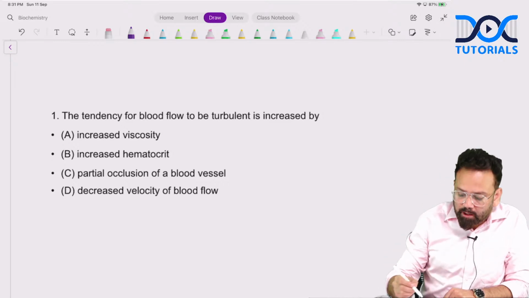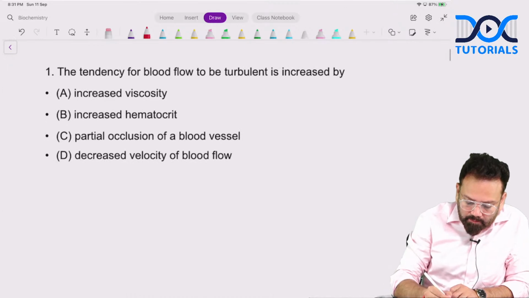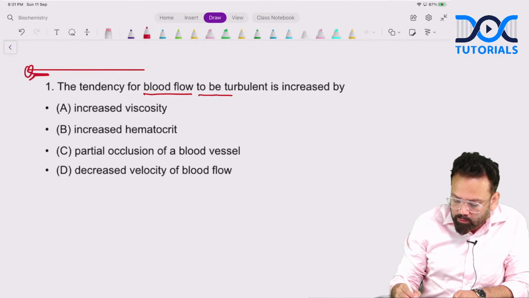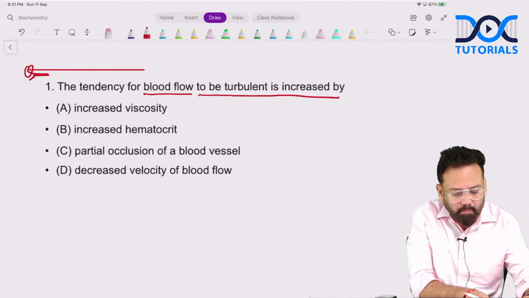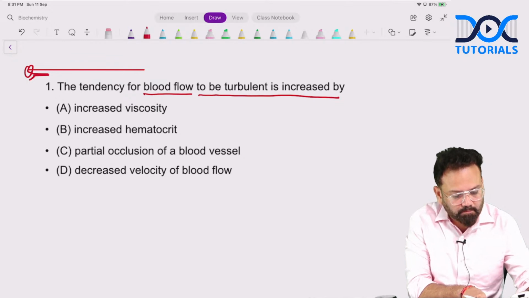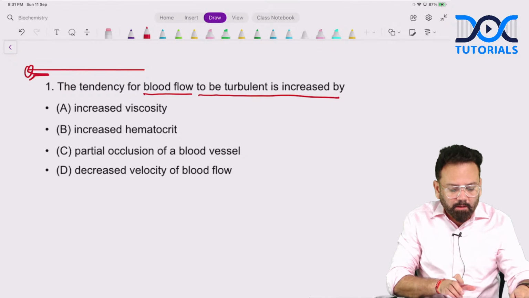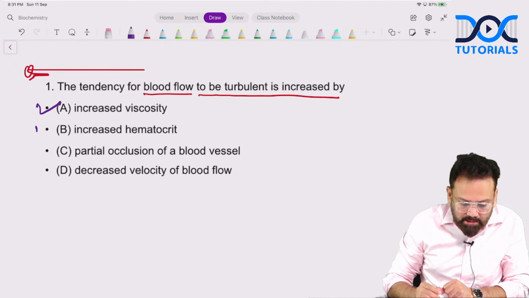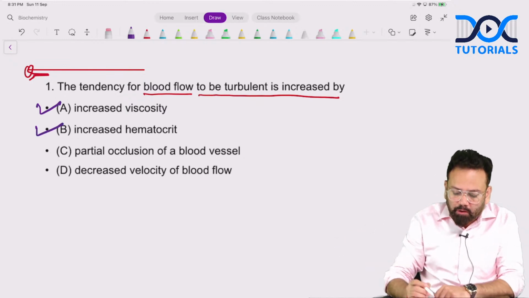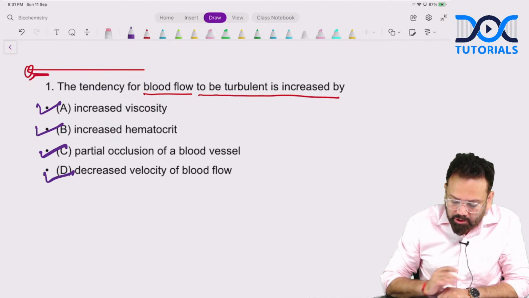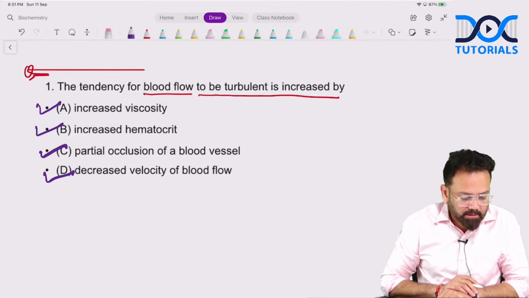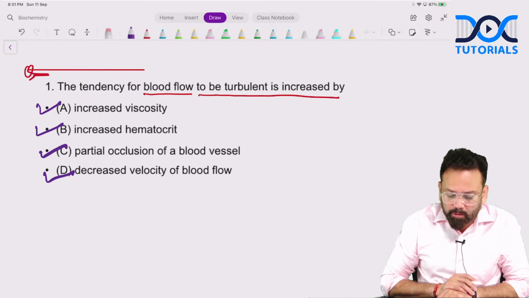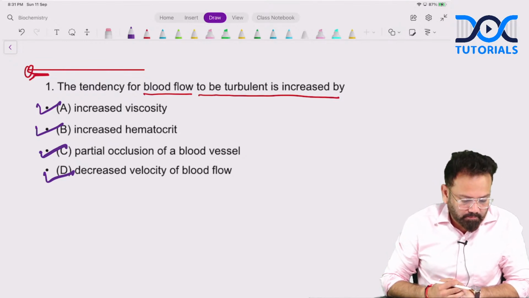Okay, starting with question number 1. The tendency for blood flow to be turbulent is increased by increased viscosity, increased hematocrit, partial occlusion of the blood vessel, or decreased velocity of the blood flow. So, what is your answer? I hope many of you have given this ELITE test. Even if you have not, no problem. We will do accordingly. So, what is the answer?